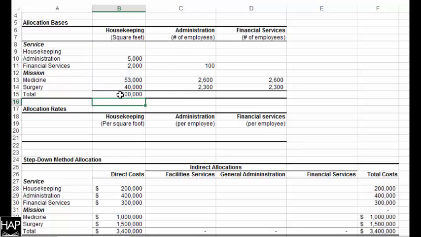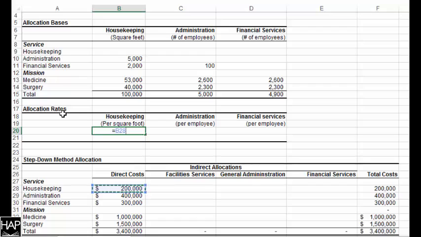I've got the total for housekeeping of square feet, and then I can take the sums of the other columns as well to figure out what the totals will be for housekeeping and administration. In order to calculate the allocation rates, I'm going to take the total amount of direct costs, which was also provided to me. So the direct costs for housekeeping is $200,000, and I want to find out how much the other departments are paying for it.